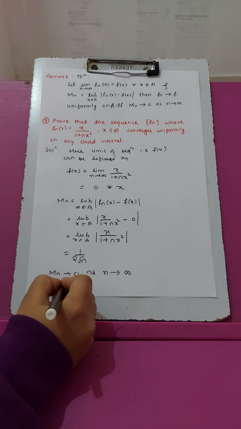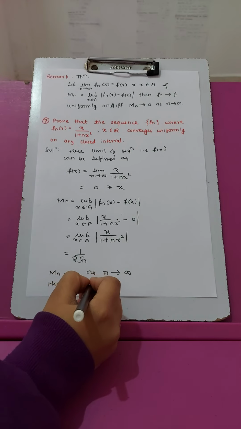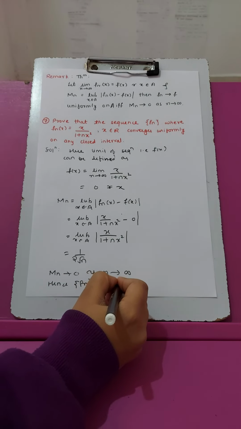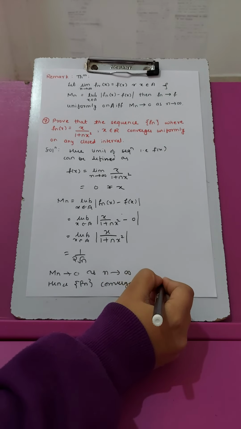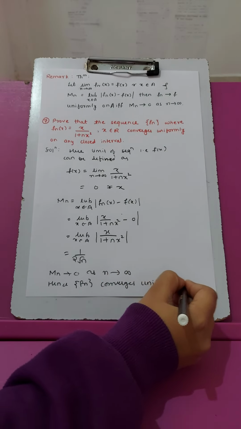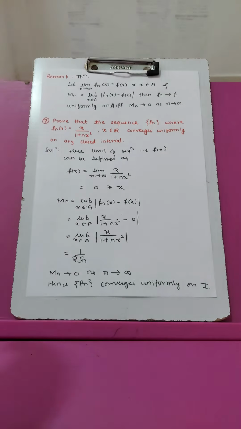So hence the sequence fn converges uniformly on any closed interval, say I, and hence the example is proved. So let's move towards the next example.